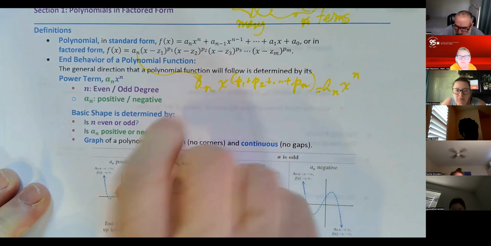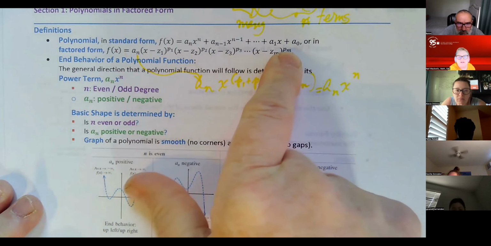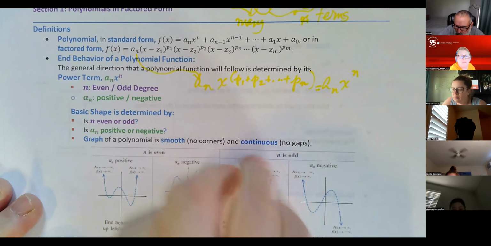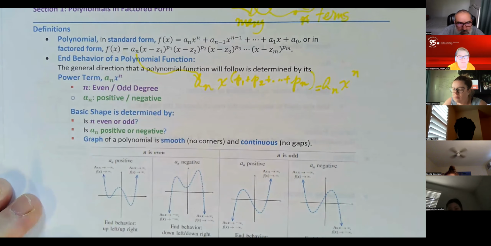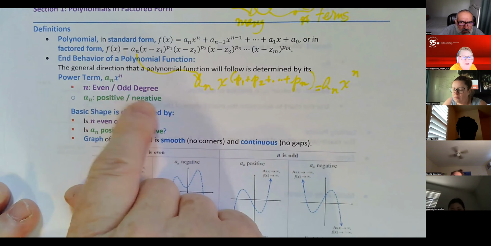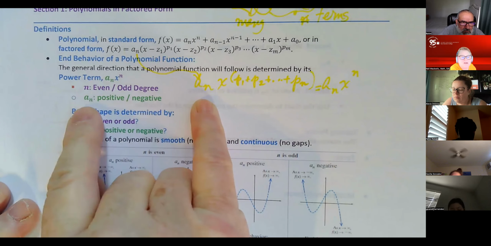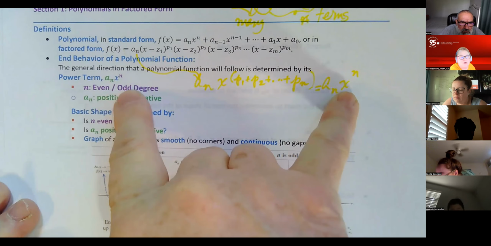So in factored form, to find n, we add up the powers of each factored term, and then we multiply that by the number out front. If the number is positive or negative, we write that down. So for the number out front, we just care, is it positive or negative? For the degree, the n, we only care, is it even or odd? Now we're going to come back to this page. So let's look at an example.